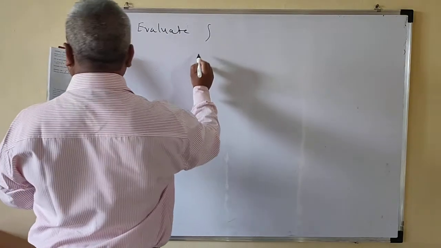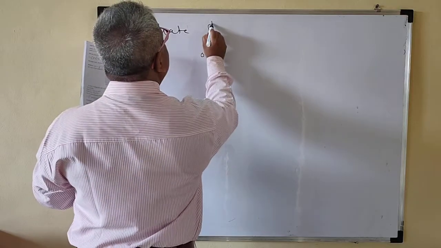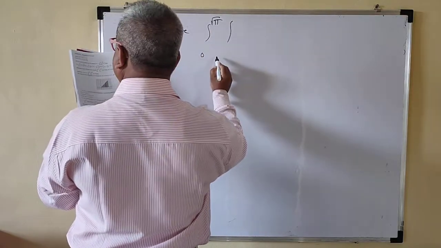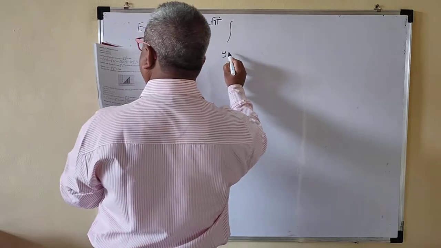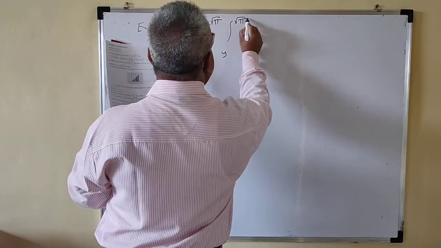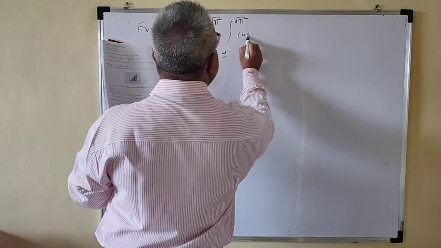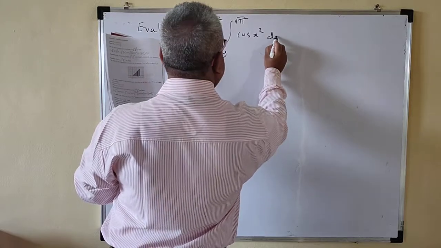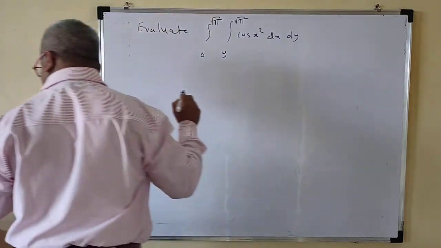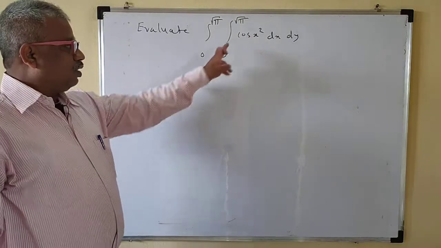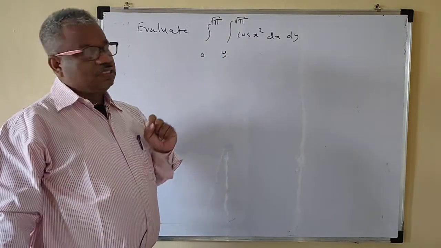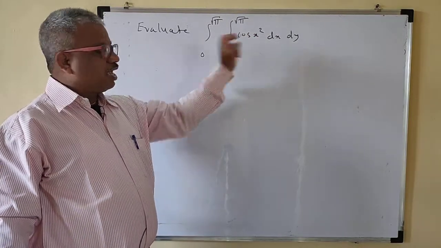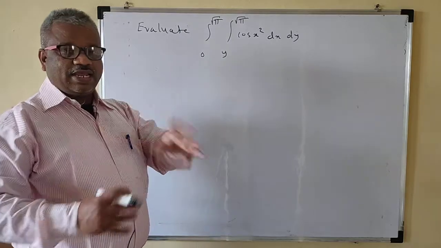Evaluate the integration from 0 to root pi, integration from y to root pi of cos of x square dx dy. Again see that here, this is cos of x square. This is a quadratic expression actually. So cos of the linear is integrable.